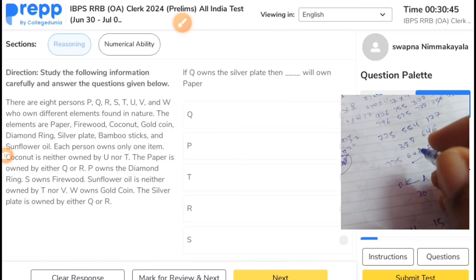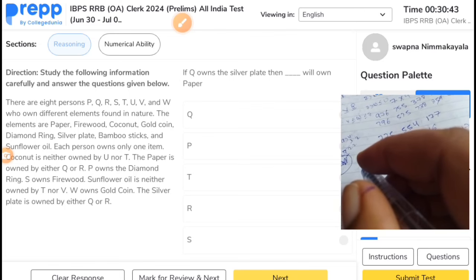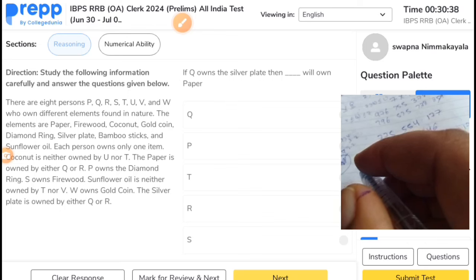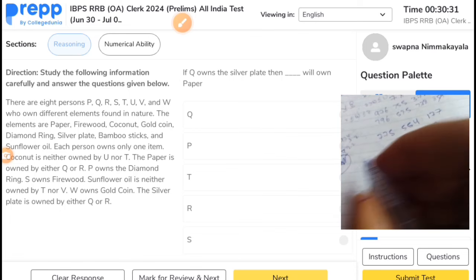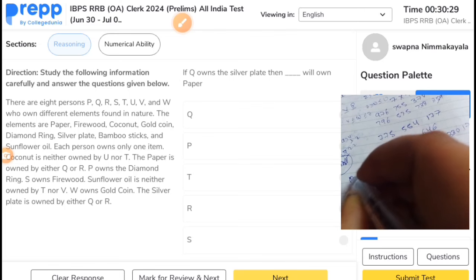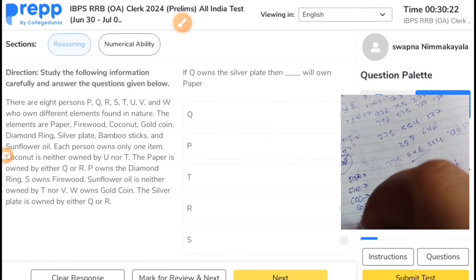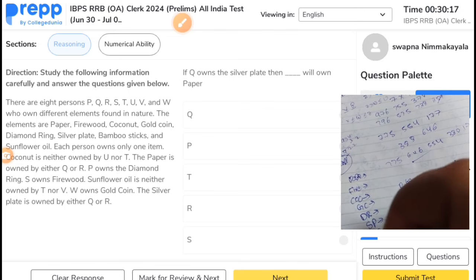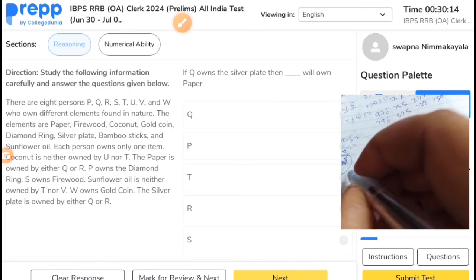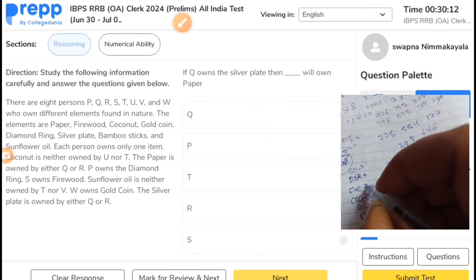There are 8 persons. And the elements are paper, firewood, coconut, gold coin, diamond ring, silver plate, bamboo sticks, sunflower oil, overall 8.